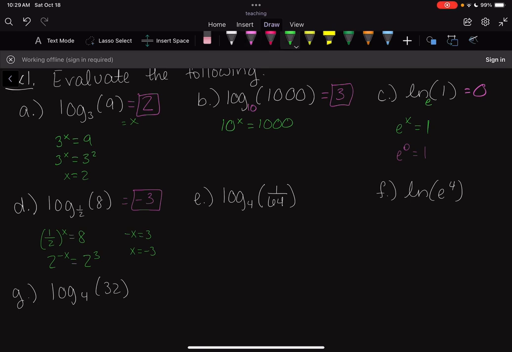My next one, I'm being asked, what exponent would you put on 4 so that it equals 1 over 64? So it definitely needs to be negative. And then 4 cubed is 64. So this one is also equal to -3.